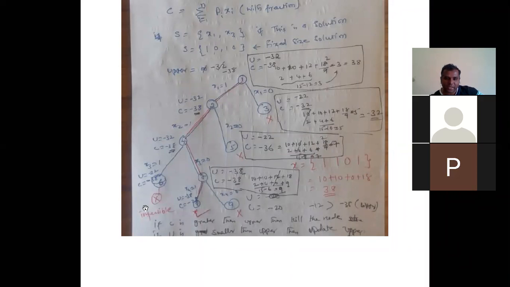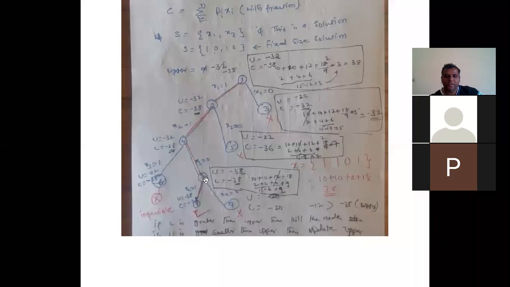When you check for the next object, we can't include the next object. So that means this is a discrete knapsack problem. We can't include the fourth object completely. So it is an infeasible solution. So that means we don't get a solution in this track.